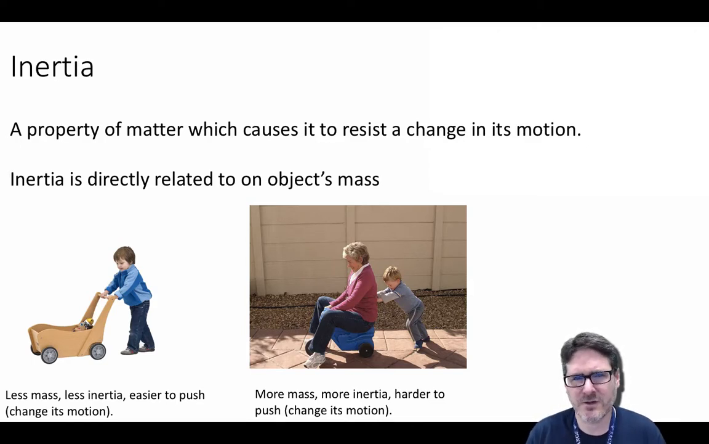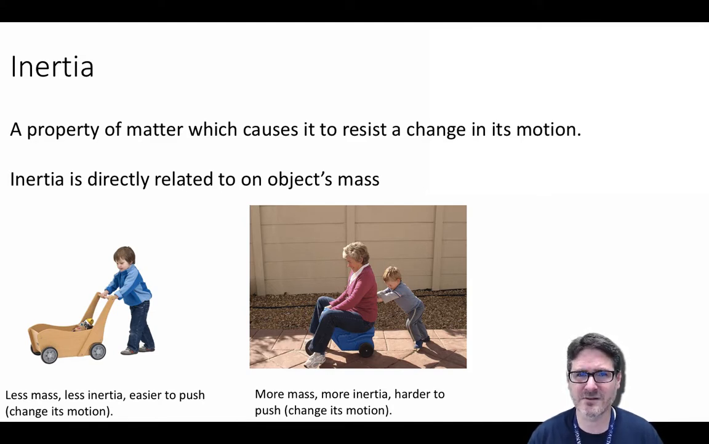So what does this mean? Well, let's take a look at the example below. We've got two kids. They're both pushing an object. One's pushing an empty cart. One's pushing grandma on a cart. And one of them is not going to be able to change its motion as easily. The boy pushing the small empty cart, he's going to supply force, and that cart's going to immediately start moving. It's going to speed up pretty quickly. The boy pushing on grandma is going to push with the same amount of force, but grandma's going to speed up slower. So that's a reaction of her having more inertia.